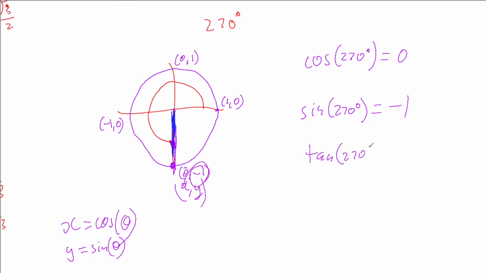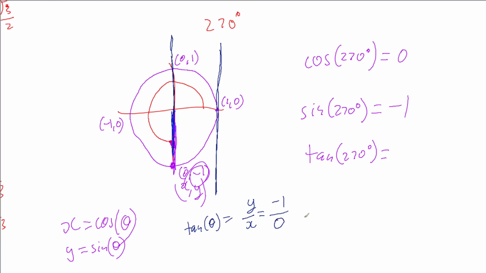Tan of 270 degrees, not so obvious. Remember, it takes it back through the origin and tries to hit this vertical line. If I try to take it back through the origin, I'm still parallel to the line, because I'm on the axis, which is parallel to this line. So I can't reach it. It's undefined. I never meet that line. If we also go back to the fact that tan theta is y over x, well, y was negative 1 and x was 0. Now I'm dividing by 0, and we can't do that. So this is undefined. It doesn't exist.